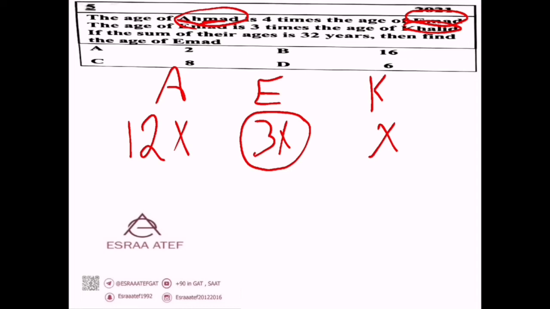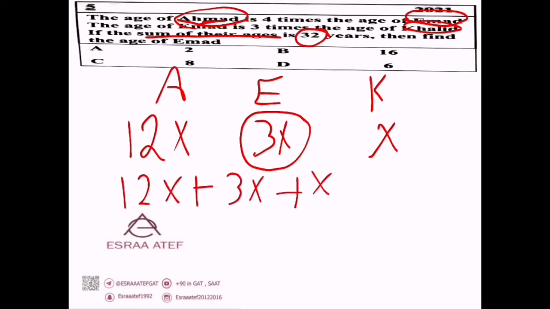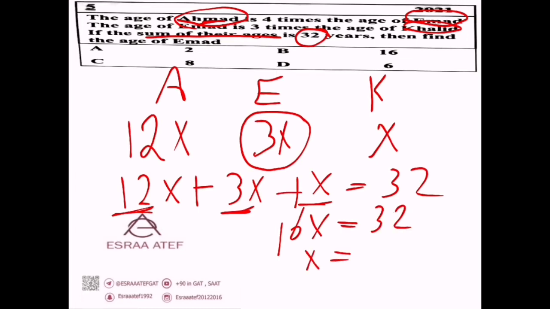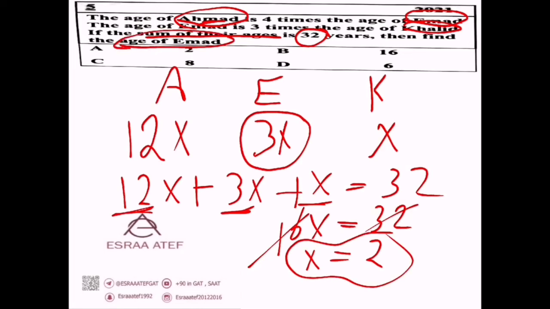The sum of their ages is 32, which means that 12x plus 3x plus x gives me 32. So 12 plus 3 is 15, and 15 and 1 will be 16x equals 32. So x equals, we will divide by 16, it will be 2. The question needs the age of Imad. Imad is 3x, so it will be 3 times 2, which is 6. So the age of Imad is 6 years old.